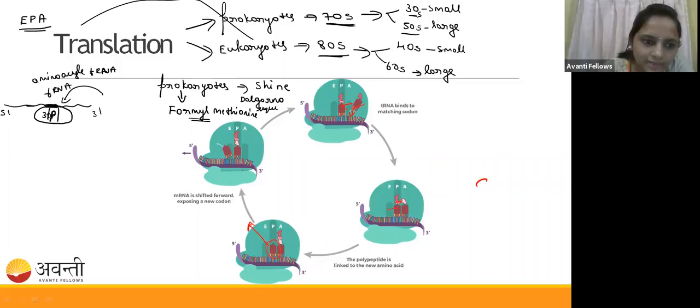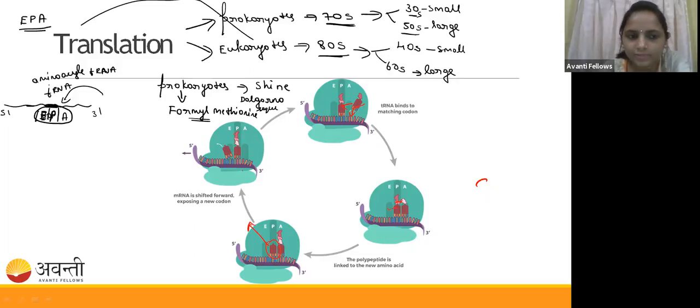This is the A site, this is the P site, and this is the E site. What is the E site? That is the exit site. P site is peptidyl, where the peptide bond will take place. The A site is where the aminoacyl tRNA, the second and third, will bind. The first binds only to the P site. Next, whichever aminoacyl tRNA comes will bind to the A site. This is how the initiation will start.